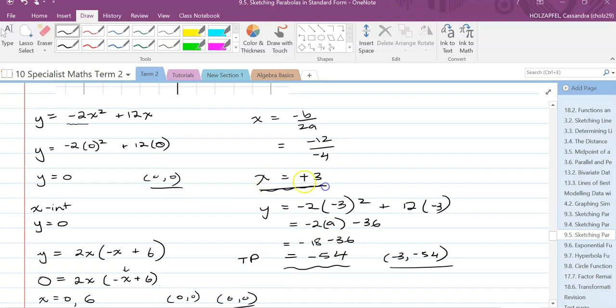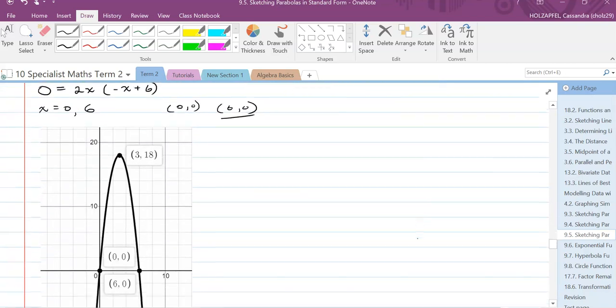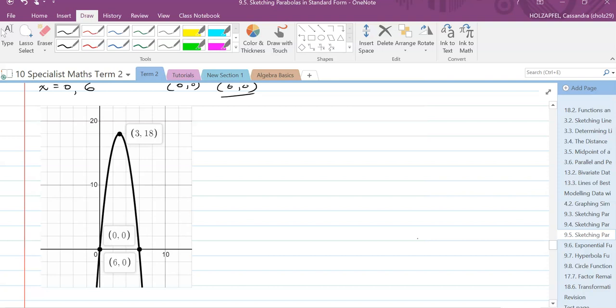So x should be equal to positive 3. Let's go ahead and fix that y coordinate up. There we go. So I've just popped that positive in instead of the negative. So we do get 3, 18 as our turning point. See, this is why it's always good to double check because even maths teachers get this stuff wrong.